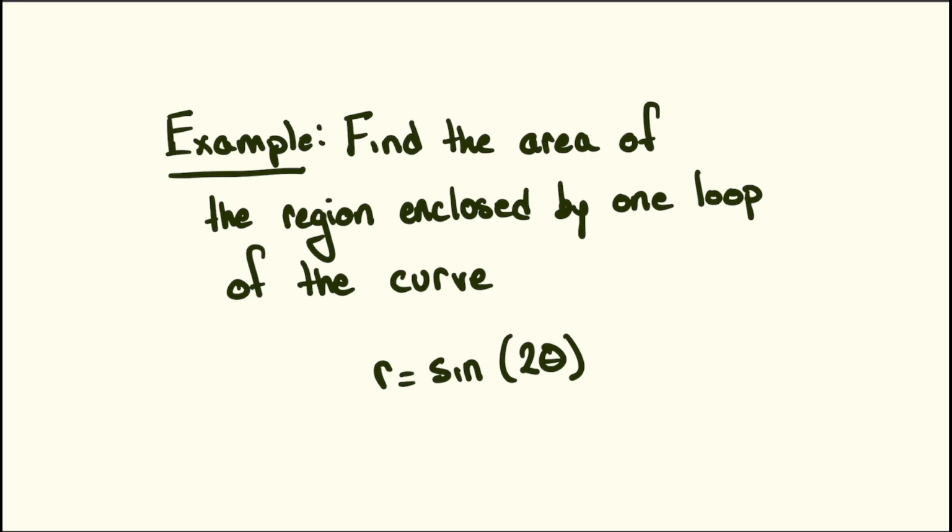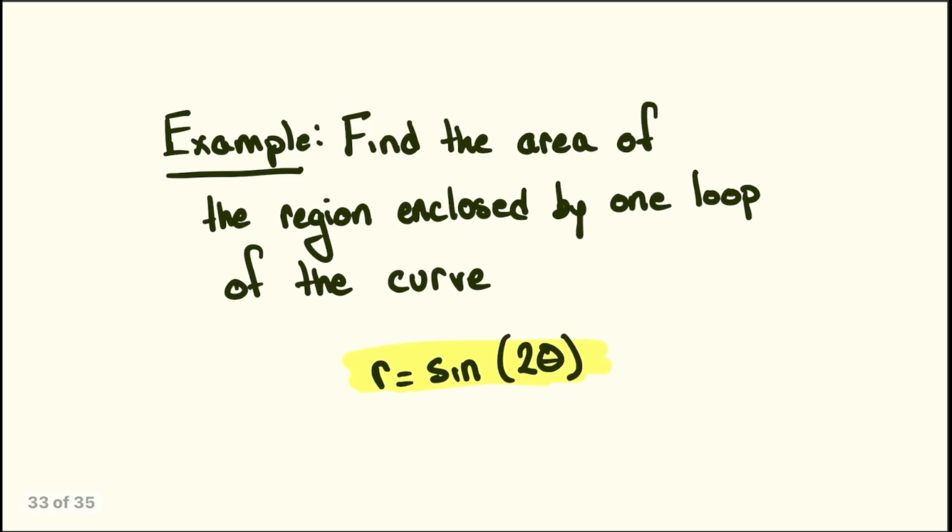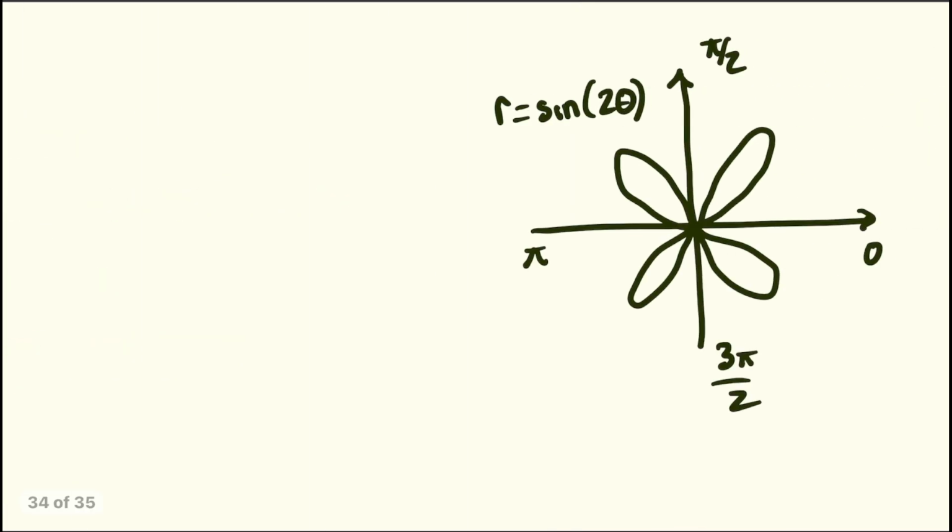We're going to be looking for the area of the region enclosed by one loop of the curve r is equal to sine 2 theta. So we're looking at polar coordinates here. Now r is equal to 2 sine theta looks like this on the graph. One loop is going to be this little bit here. So we're looking at the curve between 0 and pi over 2.